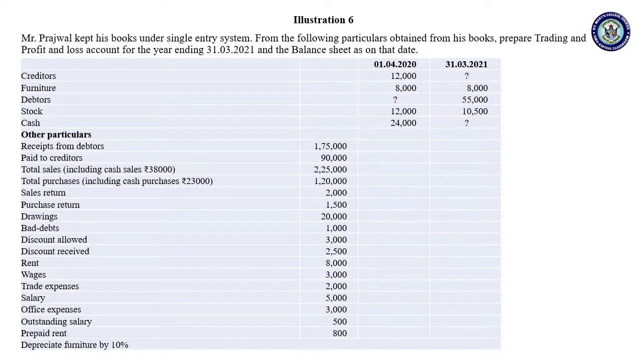Furniture opening and closing are given, so we need not prepare any ledger account for furniture. But for debtors, the opening balance is not given but the closing balance is given, so you have to prepare the debtors account to find out the opening balance. And you may think why we need the opening balance. Remember one thing: whenever you prepare the opening balance sheet, you need to know the opening balance of assets.